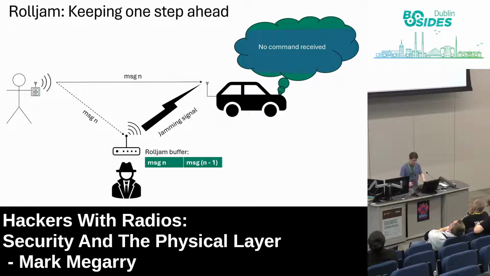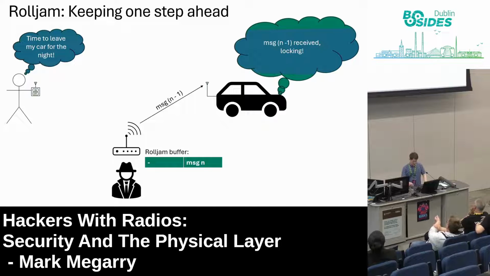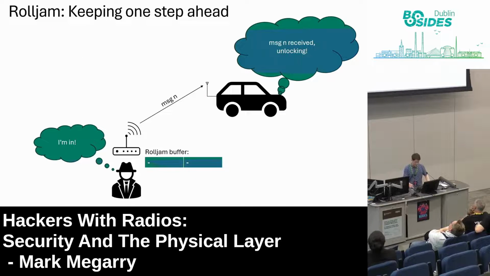So we can keep doing this in a loop where we have two messages in our buffer, and we send the older of the two messages until it's time for Bob to go to work or go to bed or something. We still have one message in our buffer that is valid and hasn't been used yet, and we can transmit that to unlock the car.